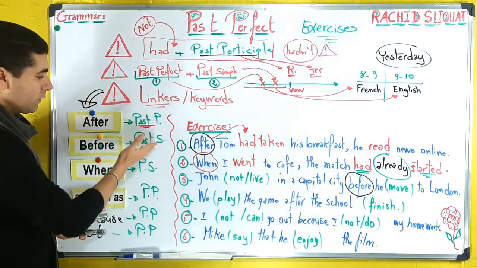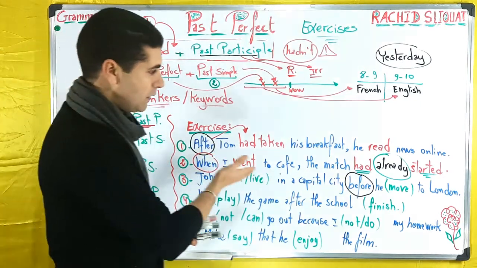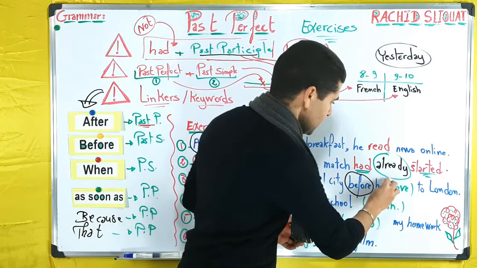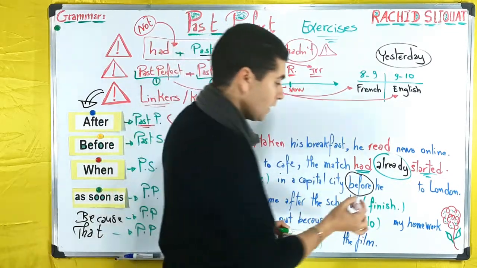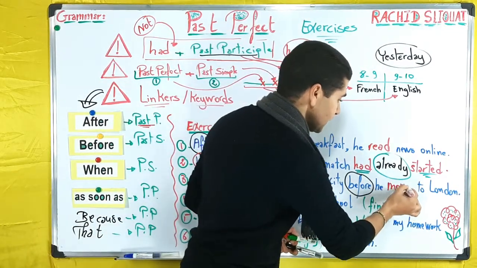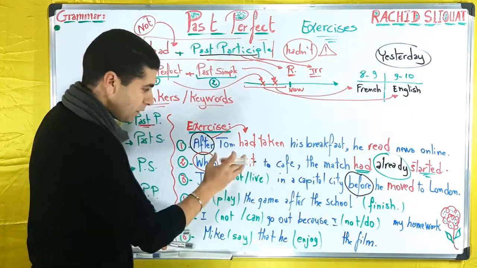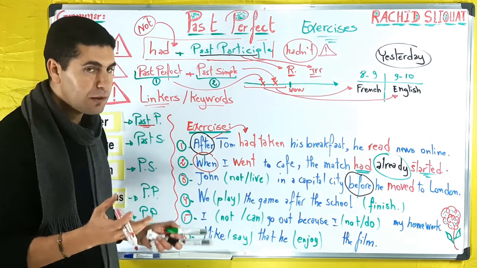Before is followed by past simple. So automatically this verb is going to be in past simple. So the verb move in past simple is very simply moved, ed, it is regular, okay? So this means that this one is going to be in past perfect.